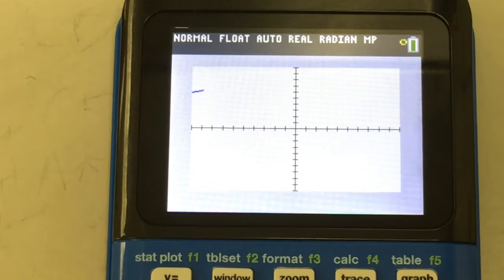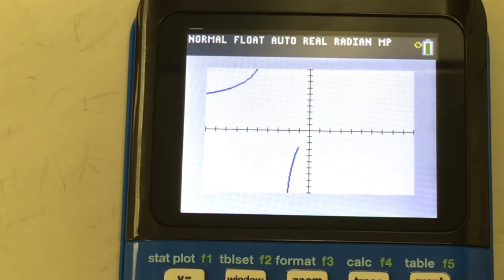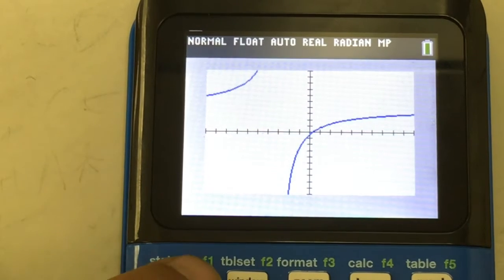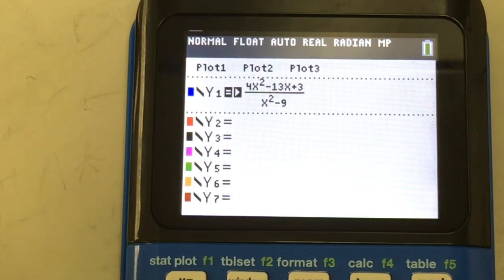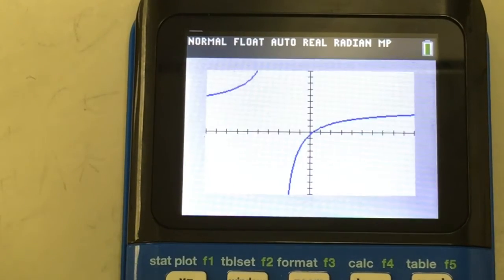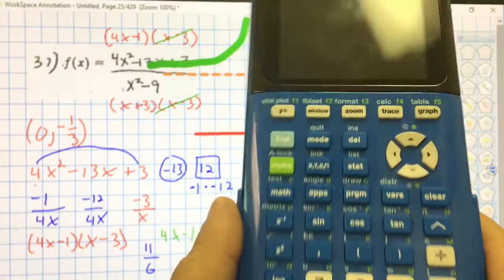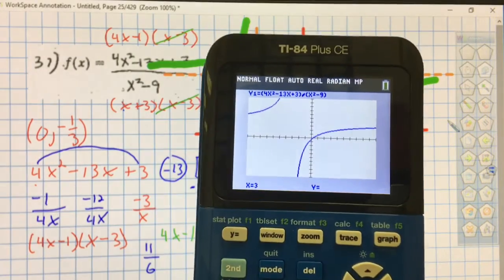And then when I graph it, it'll give me a picture of the graph, but it will not graph the asymptotes, I don't think. Notice it doesn't graph the asymptotes. And it gives me a nice picture of it. And we got that on the TI.